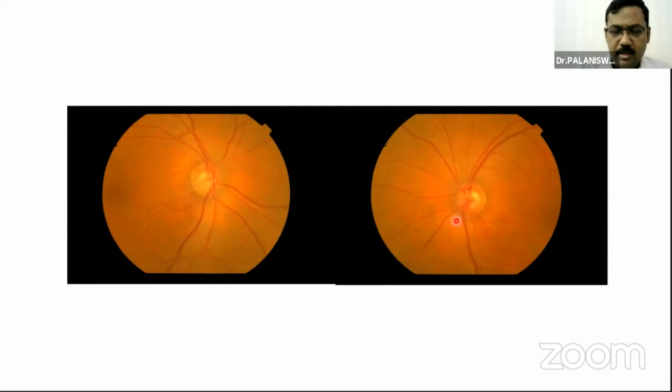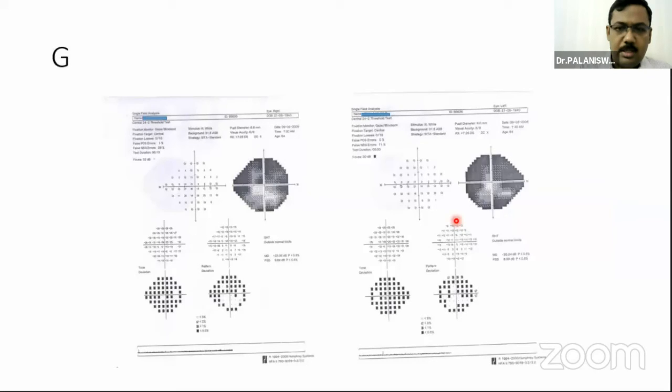As you can see, the field does not correlate with the disc changes. The patient does have suspicious disc changes, but the fields are not correlating, probably because they are extremely unreliable fields.